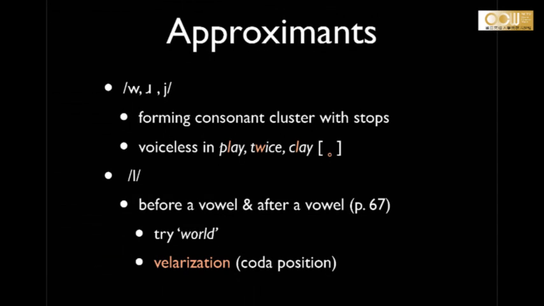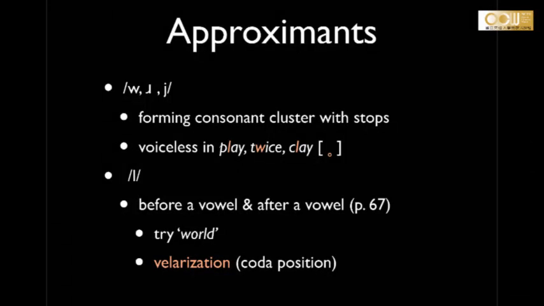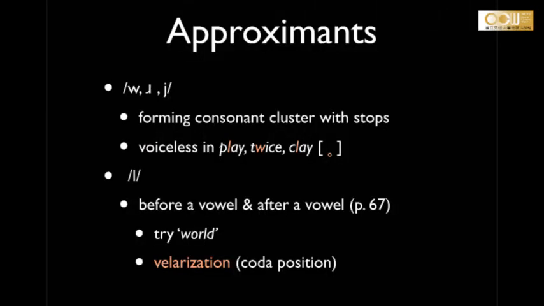In words like strength. How many consonant clusters in strength? There are two. What's the first one? STR, right? And then there's actually another one, strength. But in other cases, sometimes you will see words like swan, swear, and Chloe. Those that can form consonant clusters with stops are mostly approximants, and usually these three.